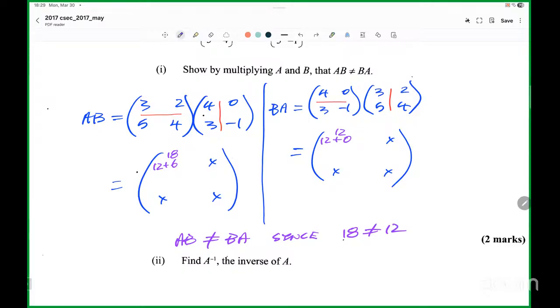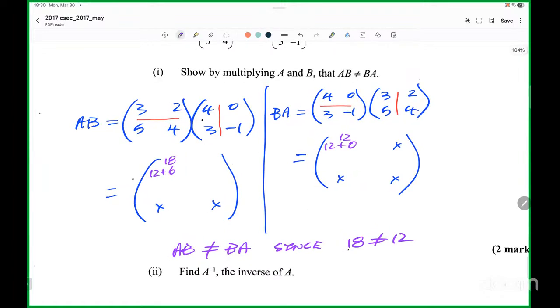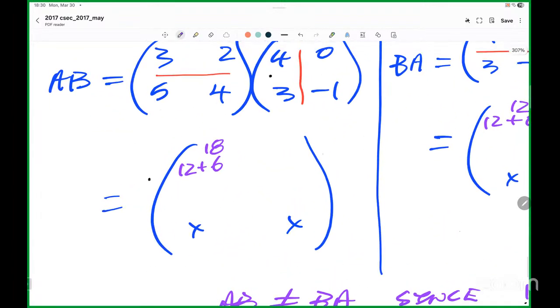But maybe you need to work out the whole of it. I don't think you'd be asked to work out both multiplications fully, but maybe at least you work out one of them fully. Once you start the second one and have a different value, you can say they're not the same. So let's work out the first one fully.